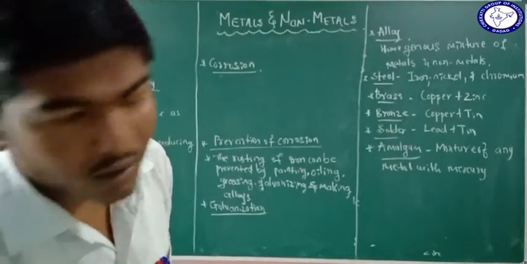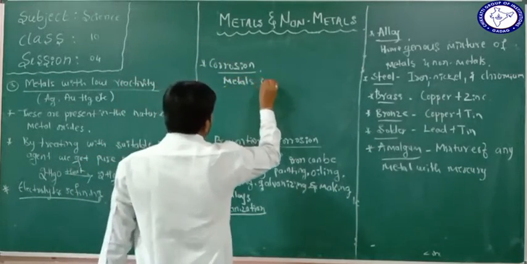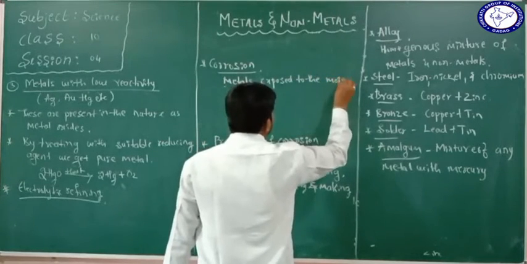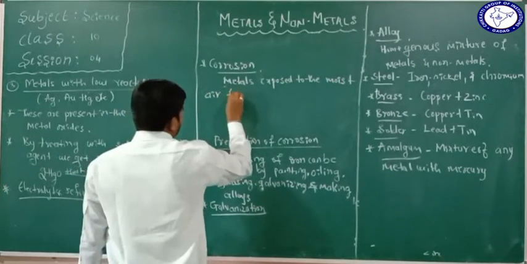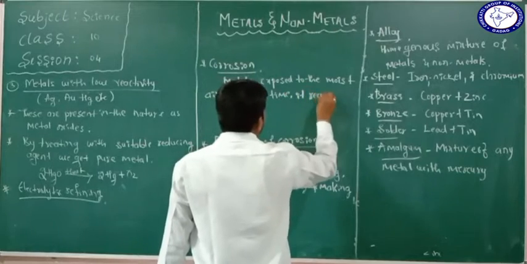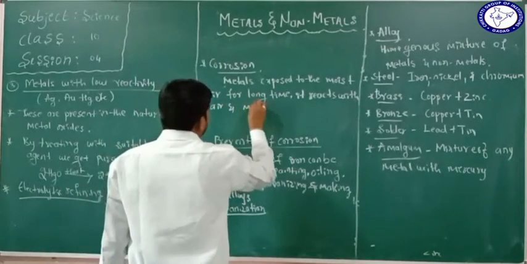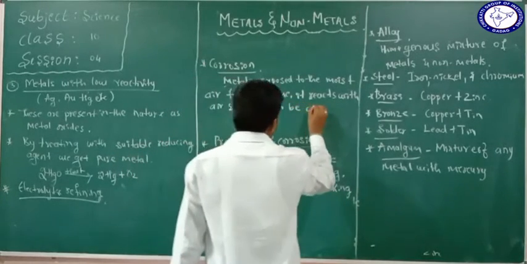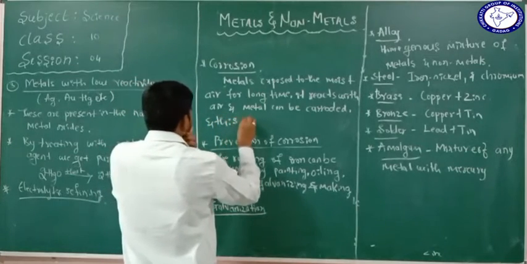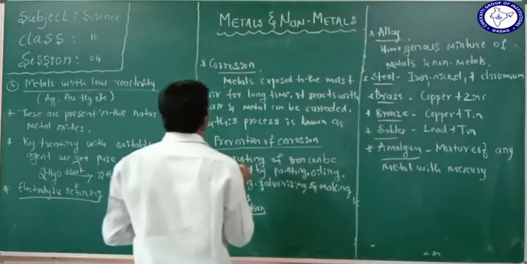What is corrosion? When metals are exposed to moist air for a long time, they react with the air and the metal can be corroded. And this process is known as corrosion.